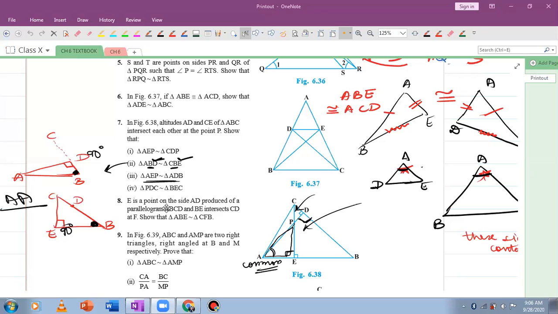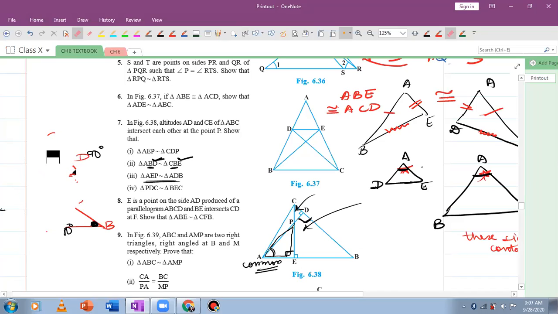Right now I'm taking up question number 8. Question number 8: E is a point on the side AD produced of a parallelogram ABCD, and BE intersects CD at F. Again, the figure is not given. So the first thing we want to do is draw the figure for this one. So let's draw a figure.